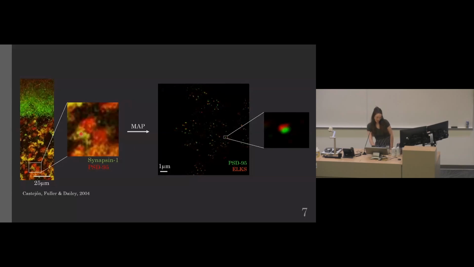Each of these clusters is this whole area here. And you can see when I zoom in even further, I have in this image PSD95 in green and ELKS in red. So you can see I can actually see the presynaptic and postsynaptic sites separately in these images. So yeah, I'm gaining a huge amount of resolution and the antibodies look quite nice.